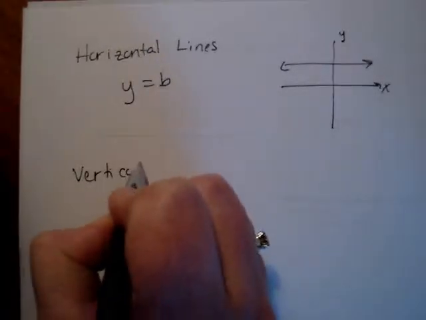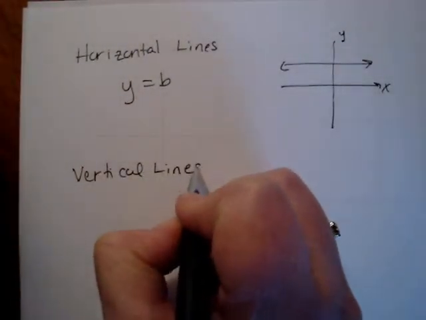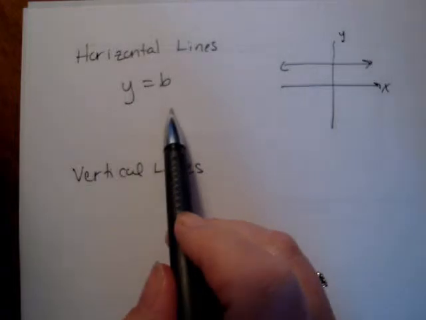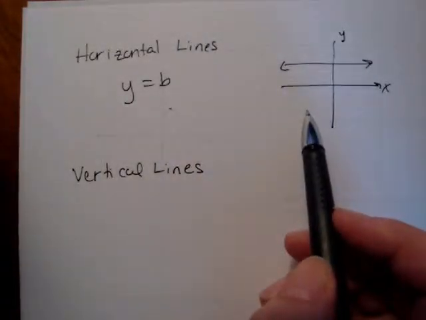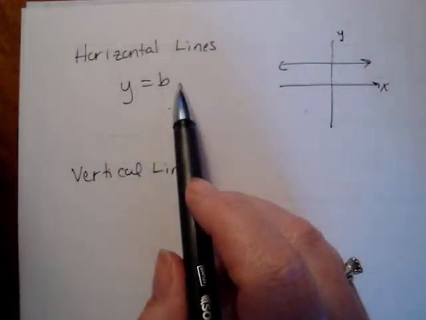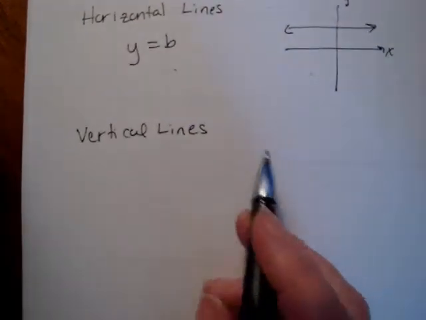Vertical lines. Now, just some trivia here. A horizontal line is a function. Notice we solved for y and nothing weird is going on. That's a function.